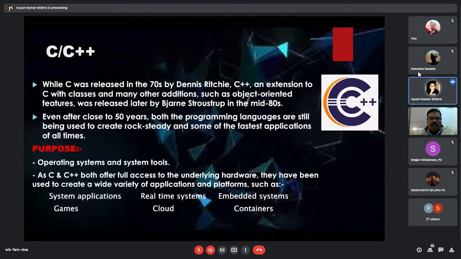Purpose of C and C++. Operating system and system tools. As C and C++ both offer full access to the underlying hardware, they have been used to create a wide variety of applications and platforms, such as system applications, real-time systems, embedded systems, games, clouds, and containers.